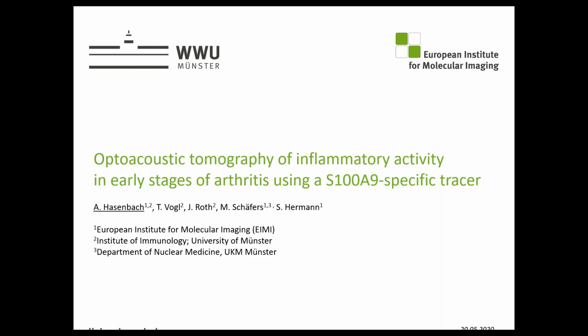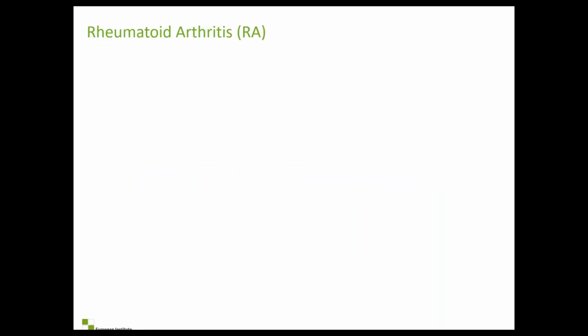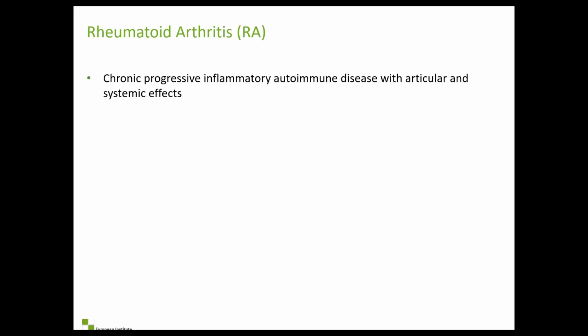Can indeed, Alexa. Perfect. Okay, as Tim already said in his nice introduction, I'm still doing my PhD about optoacoustic tomography of inflammatory activity in early stages of arthritis using an S100A9 specific tracer. First, I would like to give you a short introduction about rheumatoid arthritis. It's a chronic progressive inflammatory autoimmune disease, and it has articular and systemic effects. The symptoms are joint pain, stiffness, swelling, and decreased movement.